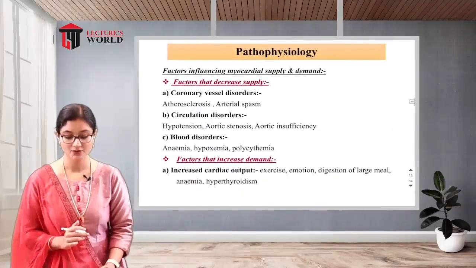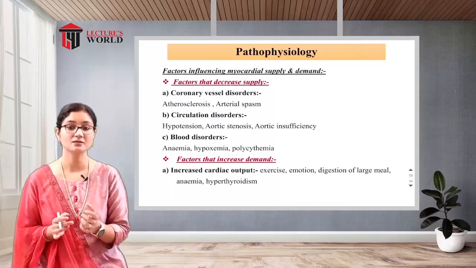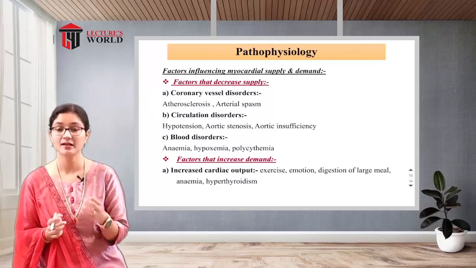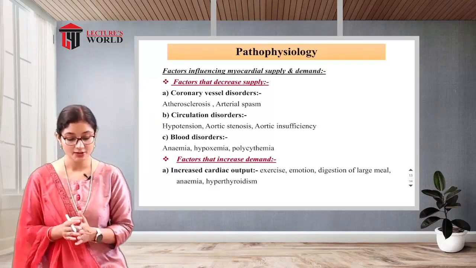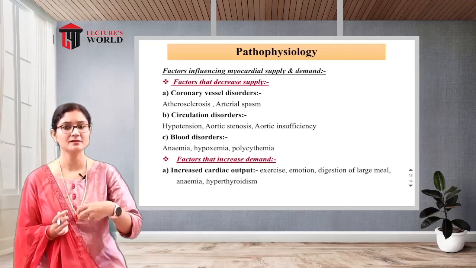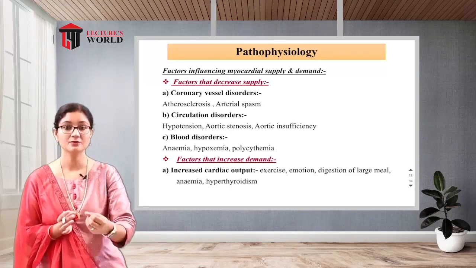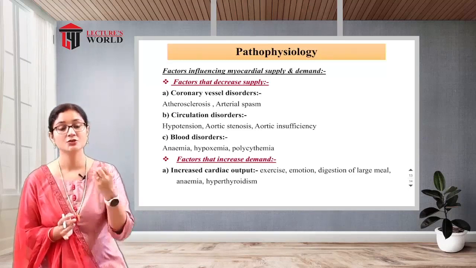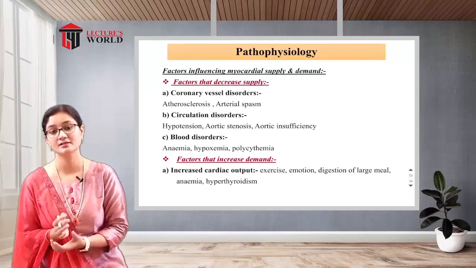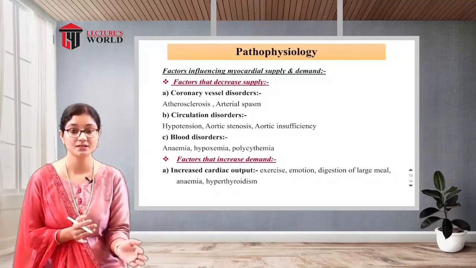Next is the pathophysiology. Before understanding the whole pathophysiology of angina, let us understand what are the factors which affect the oxygen demand and supply of myocardium. Okay, so factors influencing myocardial supply and demand. What do you mean by supply? Means where the oxygen, that is the blood supply, which is also with the oxygen to the myocardium, is decreased, and when the demand is increasing. We have seen a few of the demand-increasing factors during our precipitating factors.